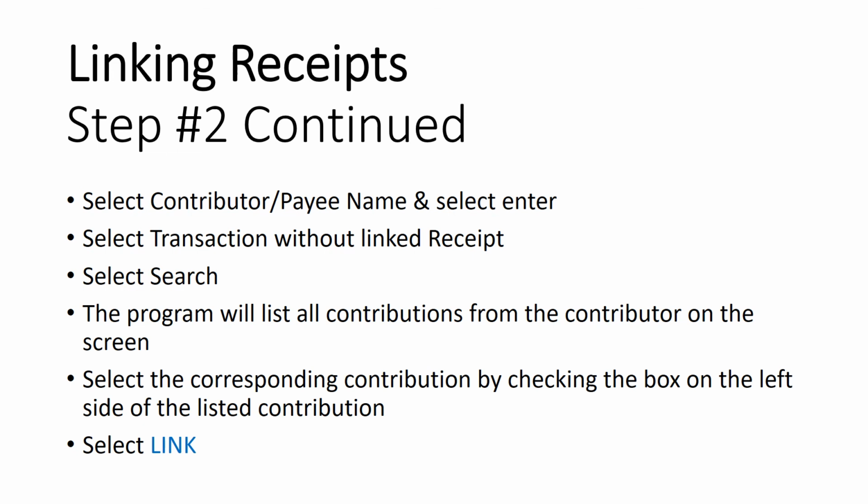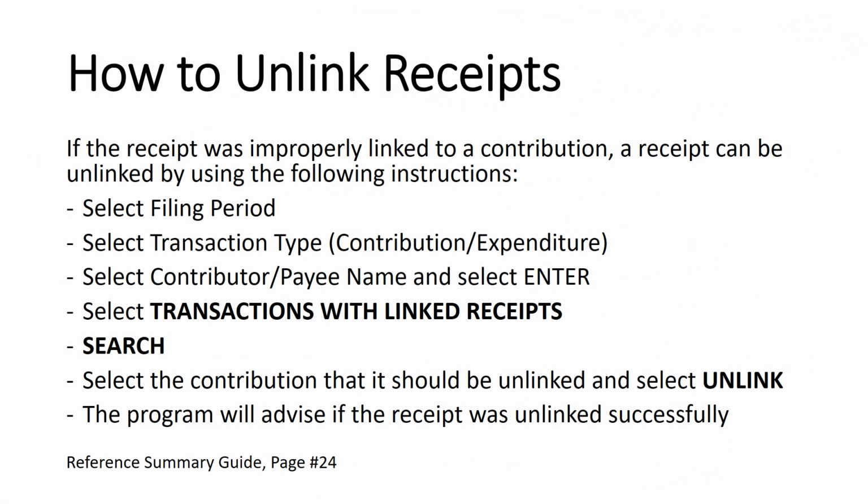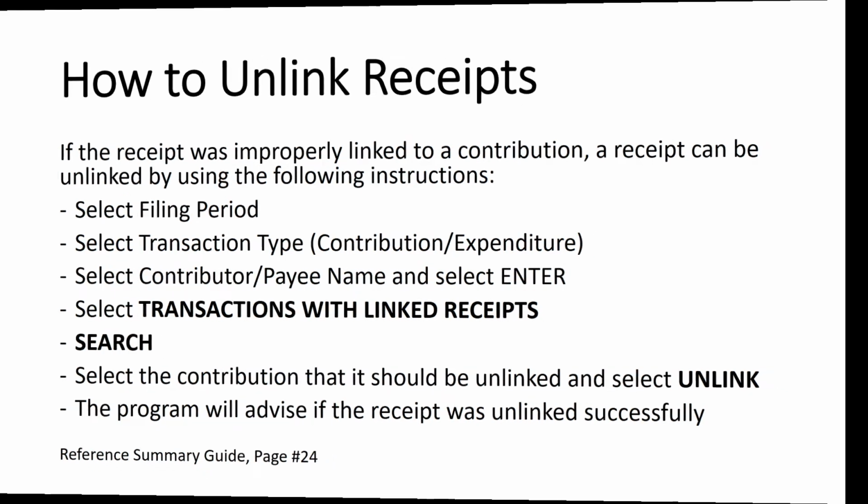You can also tweak your search criteria to see transactions that have not been linked, transactions with linked receipts by contribution type, and even transaction date range. How to unlink receipts is similar to linking receipts, except once you've found the correct contribution or expenditure, it will say Select Unlink. Then the program will advise that the receipt is successfully unlinked.